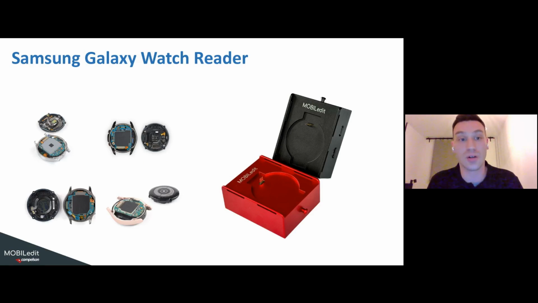So here's a quick look at the backs of some Samsung Galaxy watches. What you're going to need to do is remove the back plate or the dust cover, the back plate being here. And what you're going to do is connect the board to the pins present on the reader. Once those connect, you'll do a USB-C out to the computer and then extract the data using Mobile Edit.